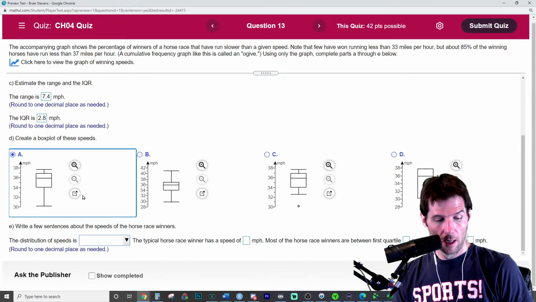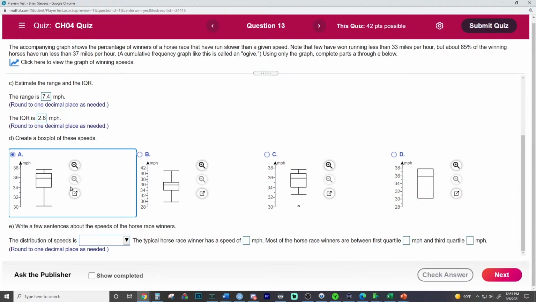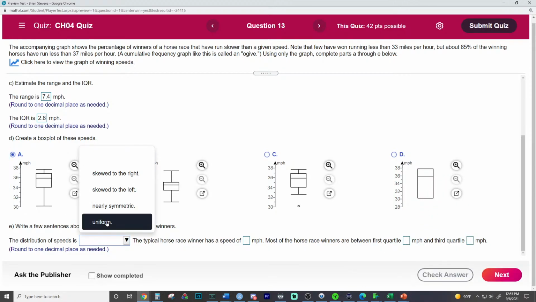Big stuff right there. The distribution of speeds is what? Right to the high, left to the low. What way does that tail go? Is it symmetric? Is it uniform? Be careful. You could be tricked. Does it go right to the high, left to the low?